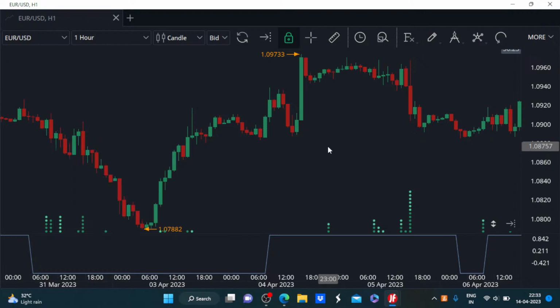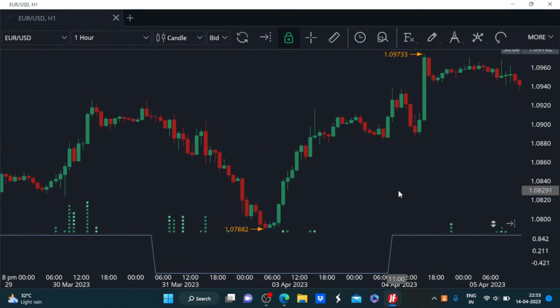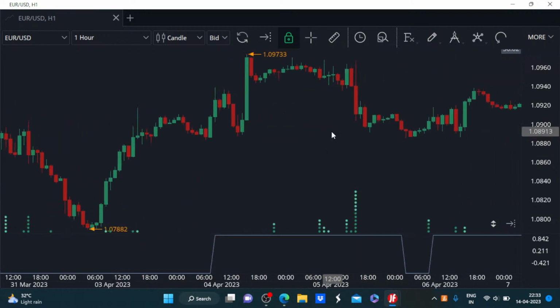But when the trend is strong and if it remains in that same direction, then you can ride the trend using this indicator as long as it doesn't tell you anything about a trend change. So when it tells you about a trend change, you can go for profit booking, and till that time you can keep your trade open. So that is also a possibility.